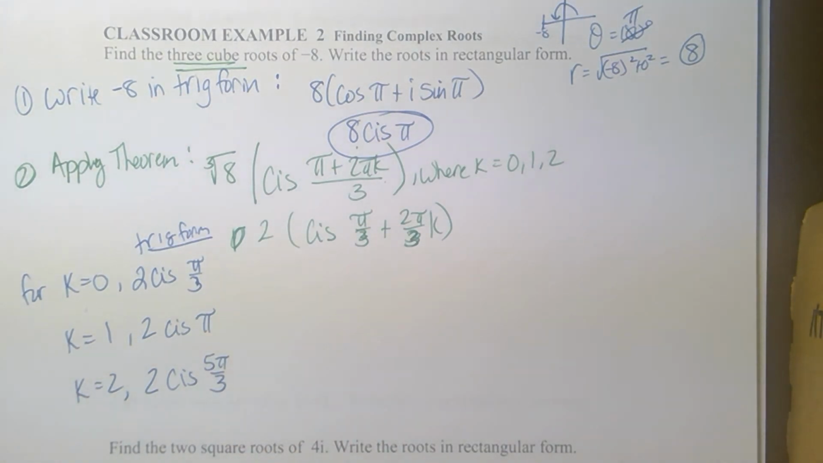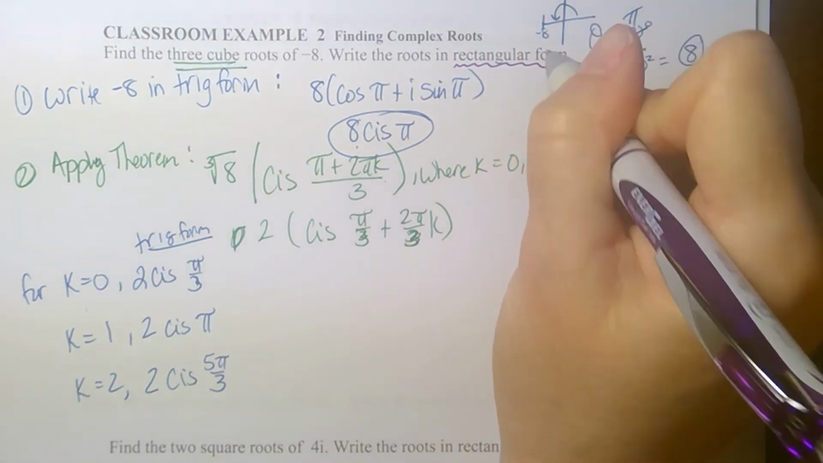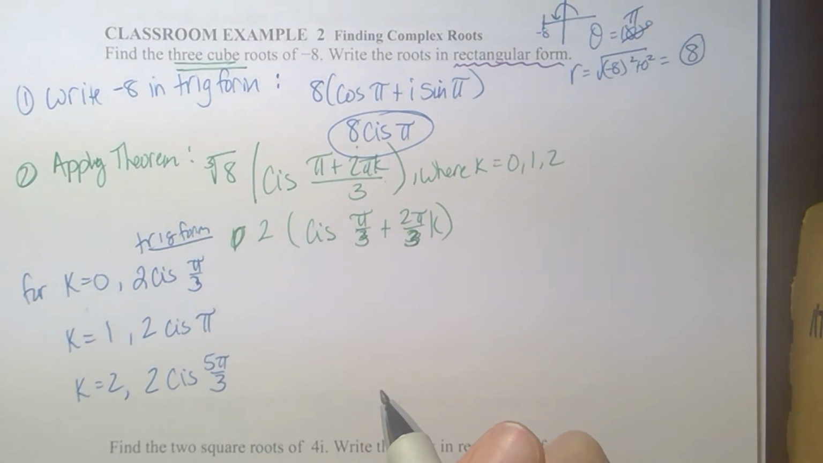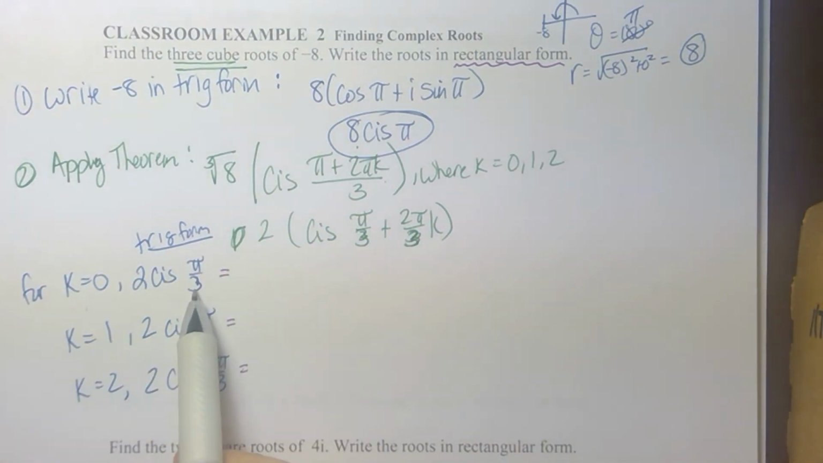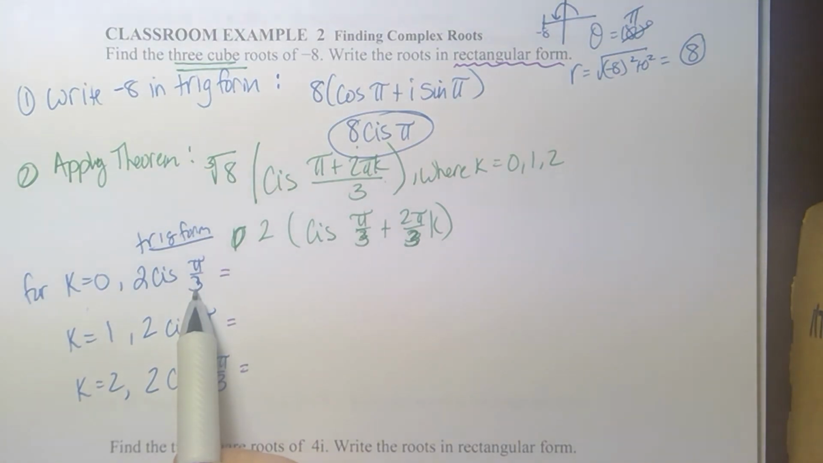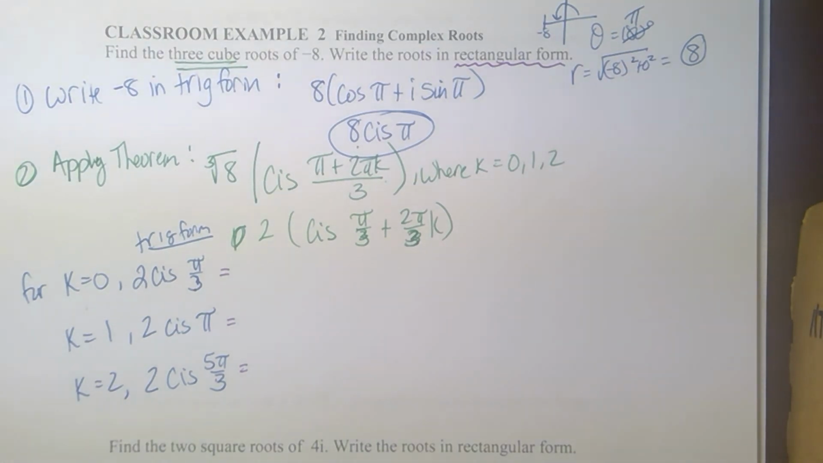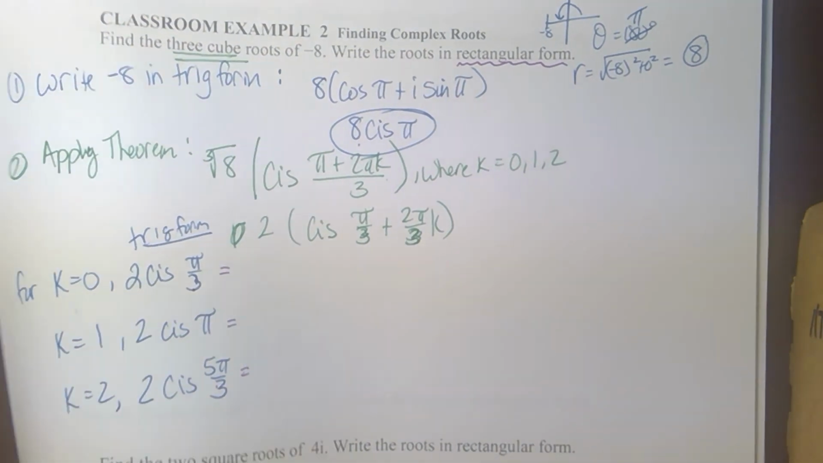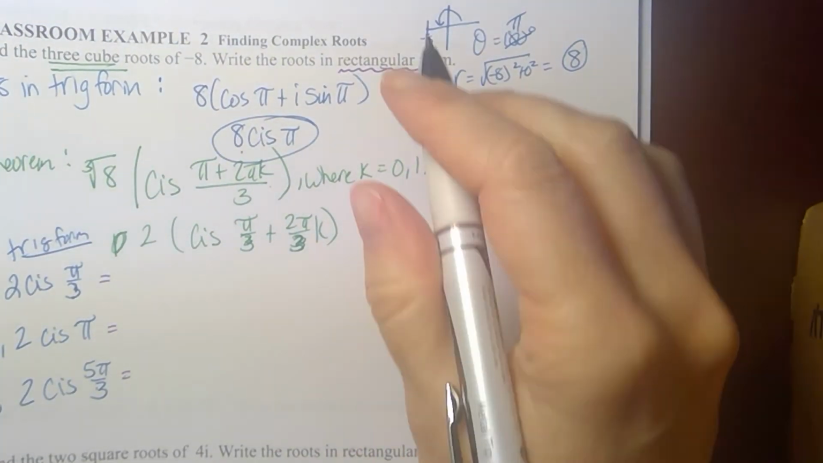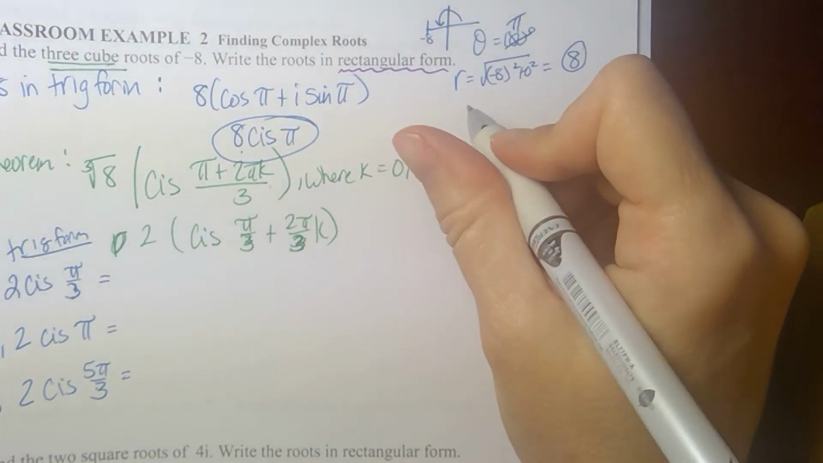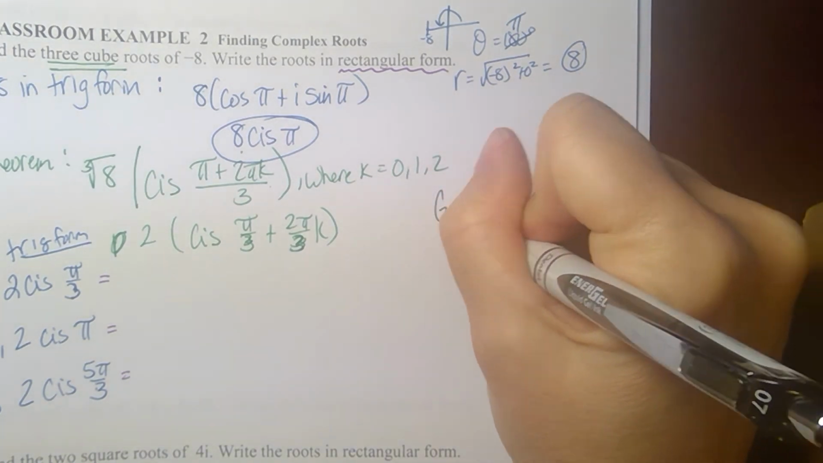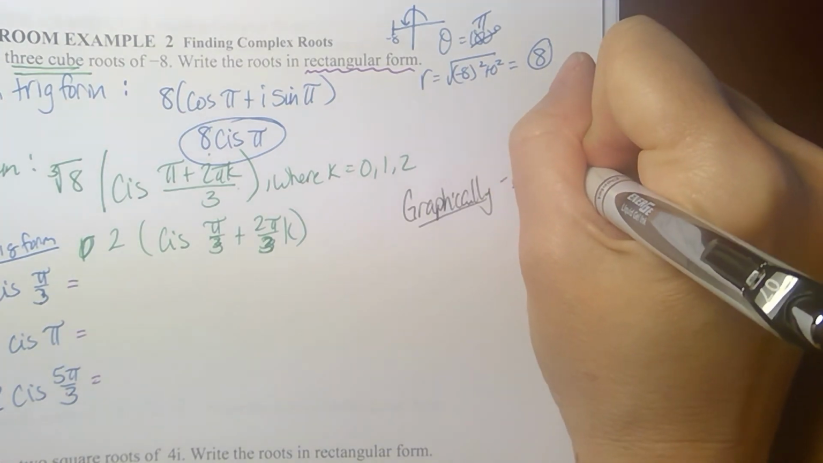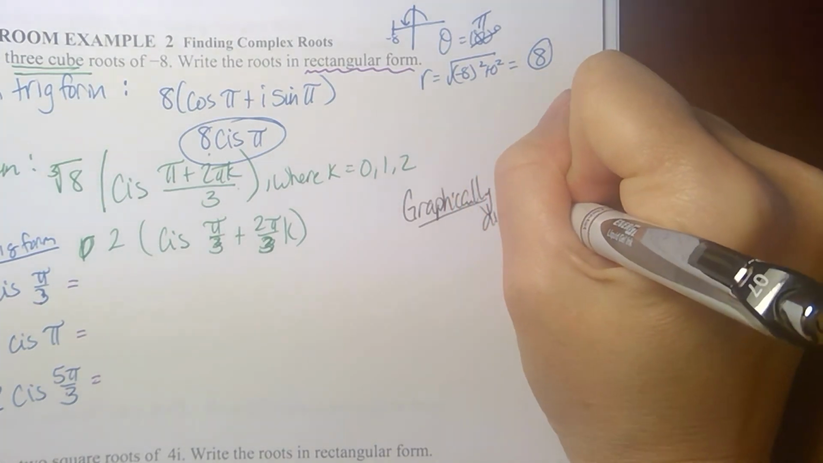I'm asked to give it in rectangular form. So I need to come up with that rectangular form. To find the rectangular form, I just plug in the cosine and sine function values of those different locations and multiply by the modulus, by 2. Now, before we find the rectangular forms, we're going to start and graphically look at these 3 roots. Graphically, my nth roots are always going to be equally distributed around the circle.